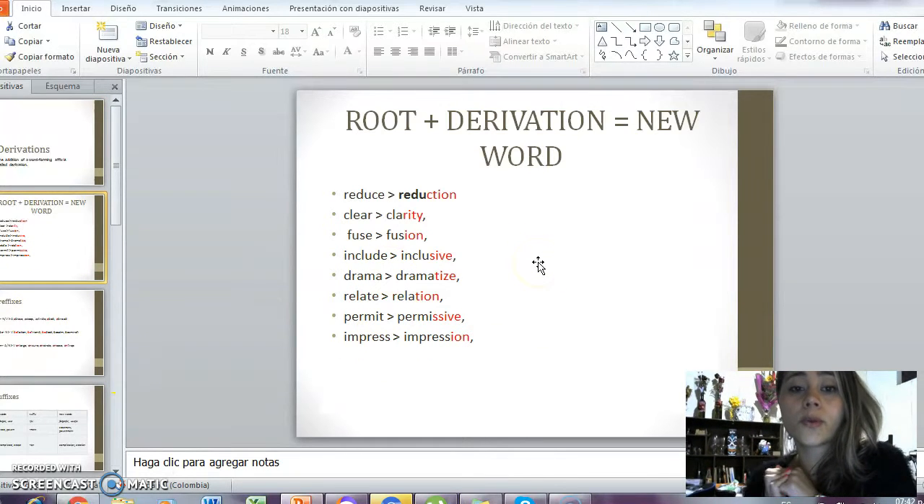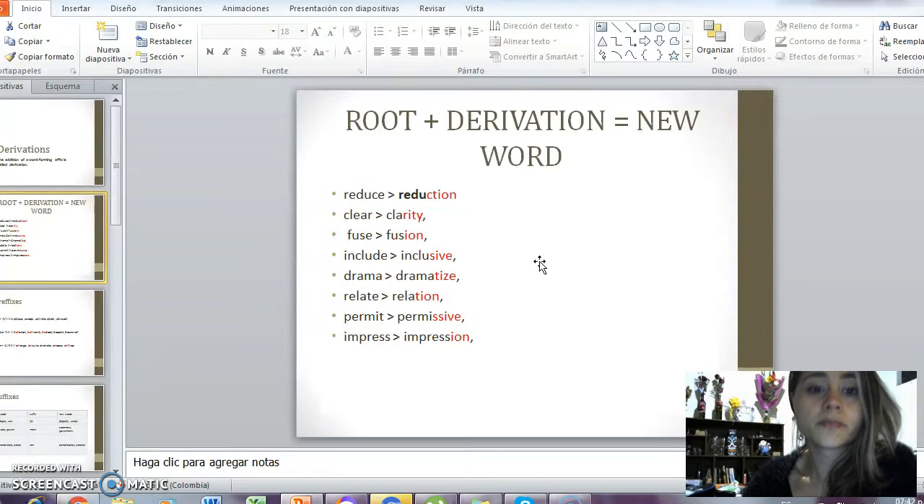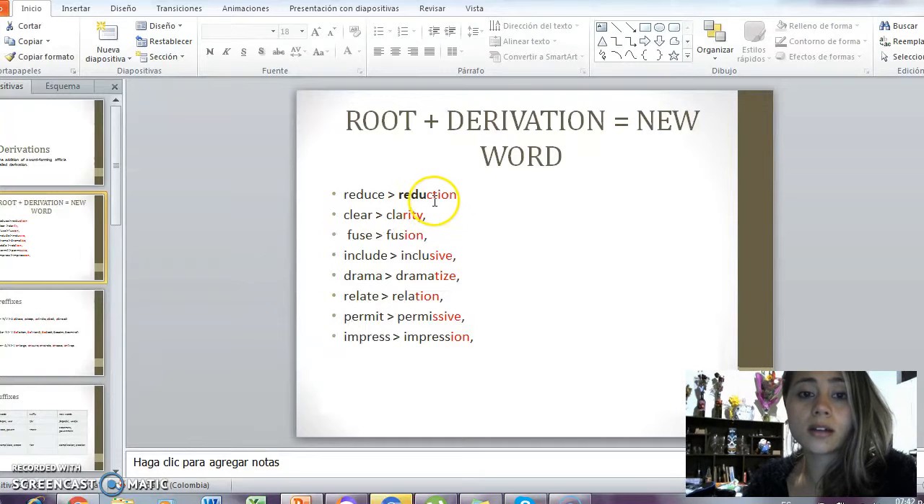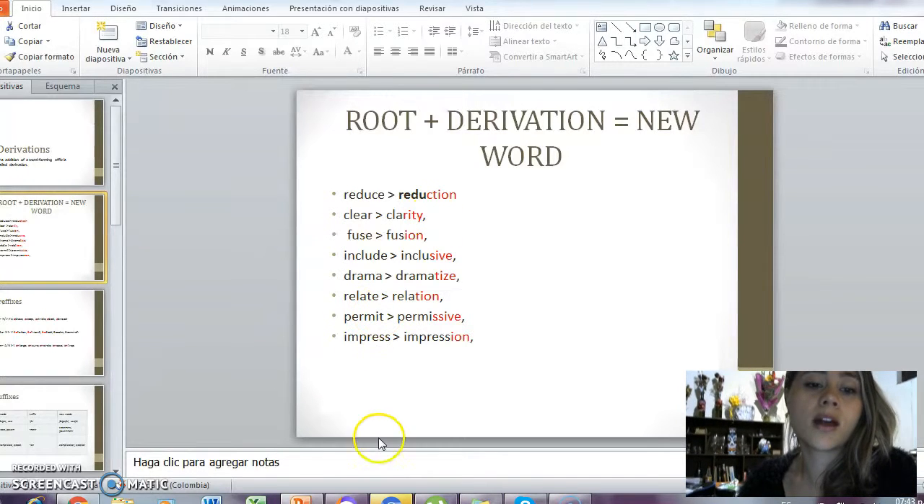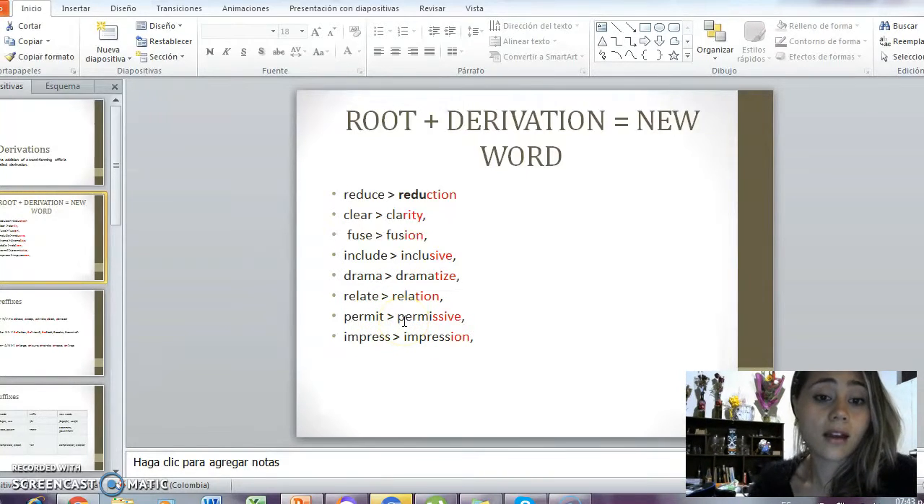So for example, we have the root, and then we have the derivation, so we have a new word. For example, reduce. Here we have reduce as the root, and we have reduction. So it's not the same to say reduce or reduction. And for example, we have relate. So the root is relate, and at the end we have tion. So relation.